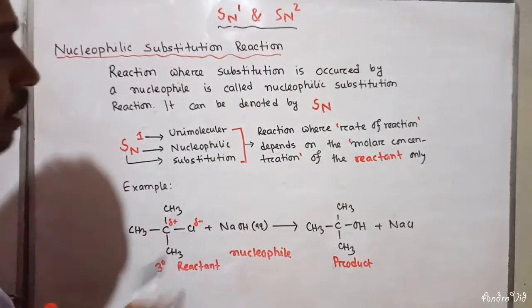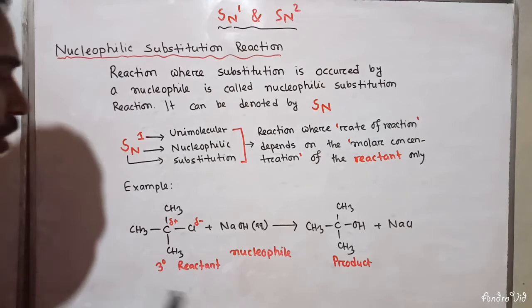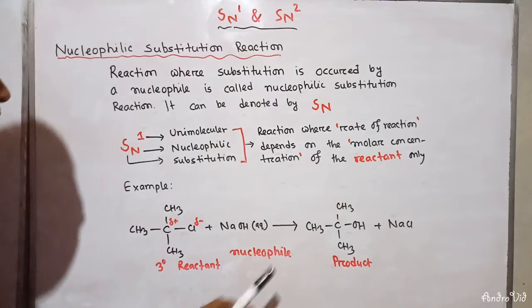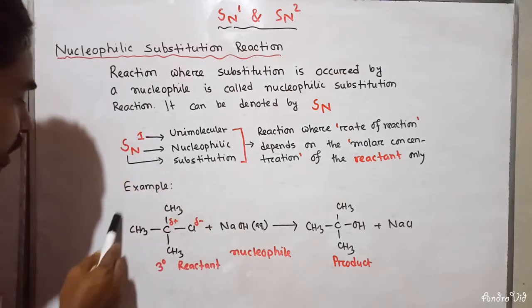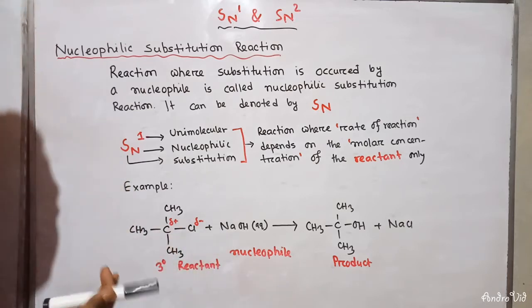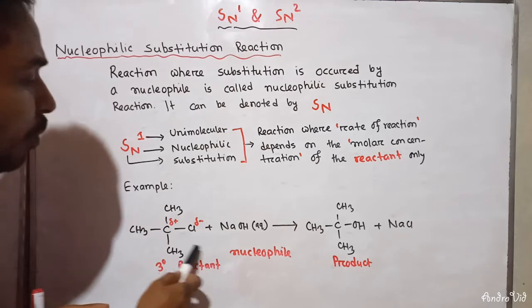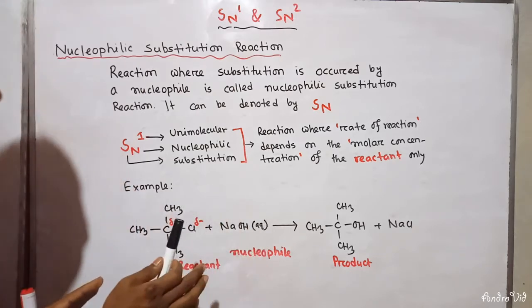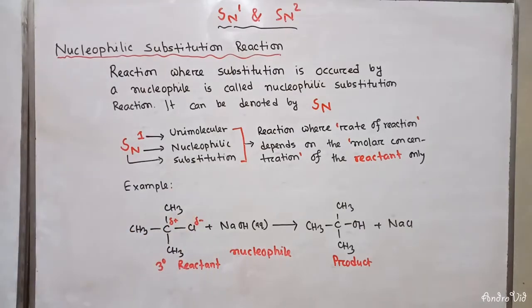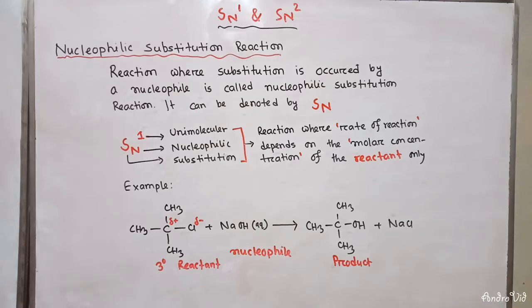It is a reaction where the rate of reaction depends on the molar concentration of the reactant only. Just consider this example. This is an SN1 reaction. But why? Because the rate of this reaction depends only on the molar concentration of this reactant, not the molar concentration of the nucleophile. If the rate of reaction depends only on the molar concentration of the reactant but not on the nucleophile, then you can say this reaction is an SN1 reaction. And for this reaction this condition is also fulfilled, so I can say this reaction is also an example of an SN1 reaction.